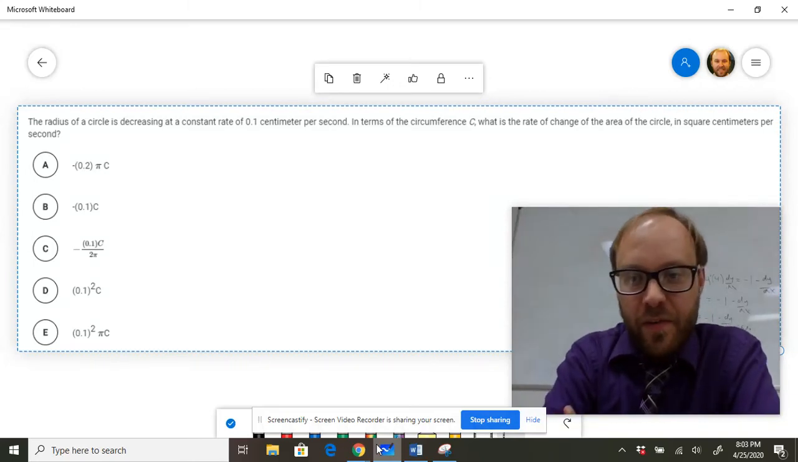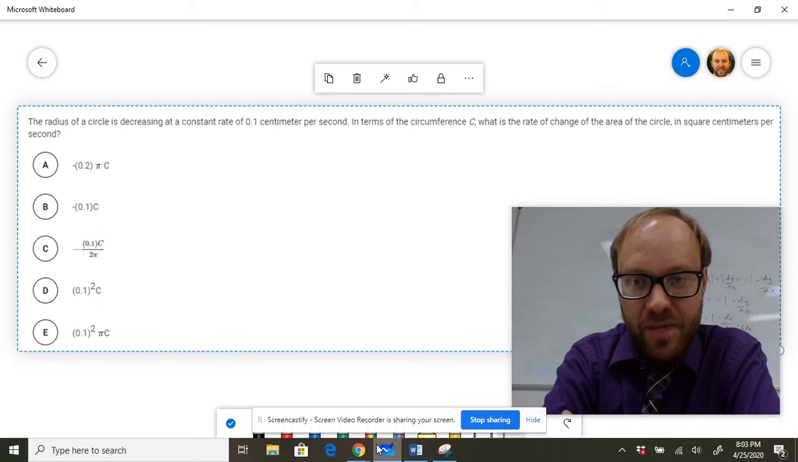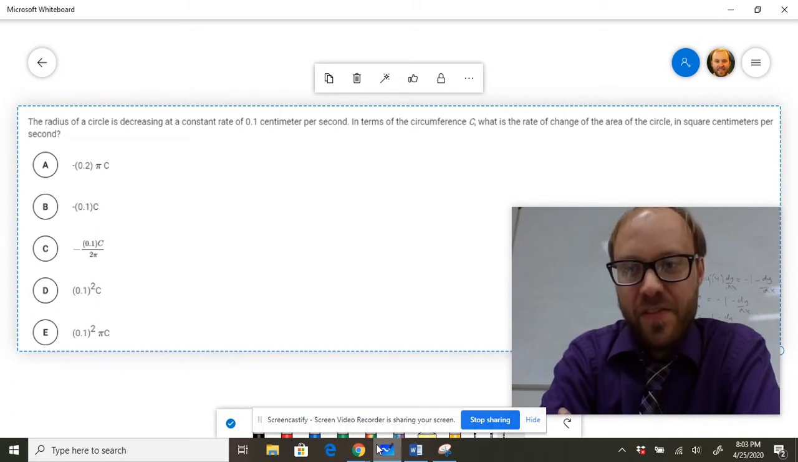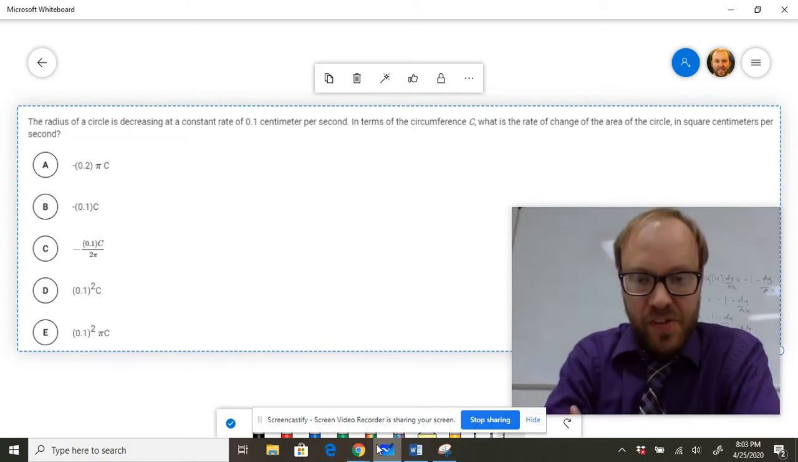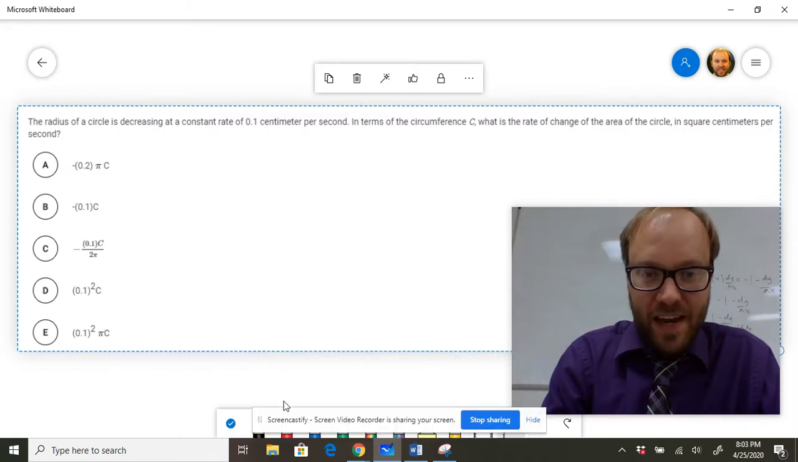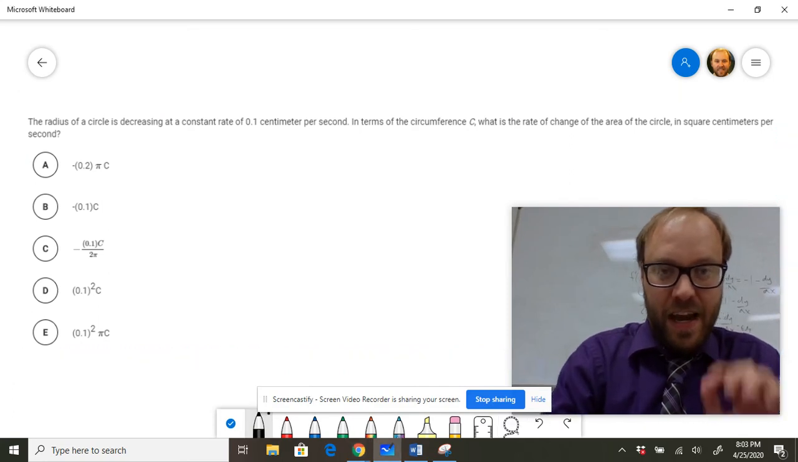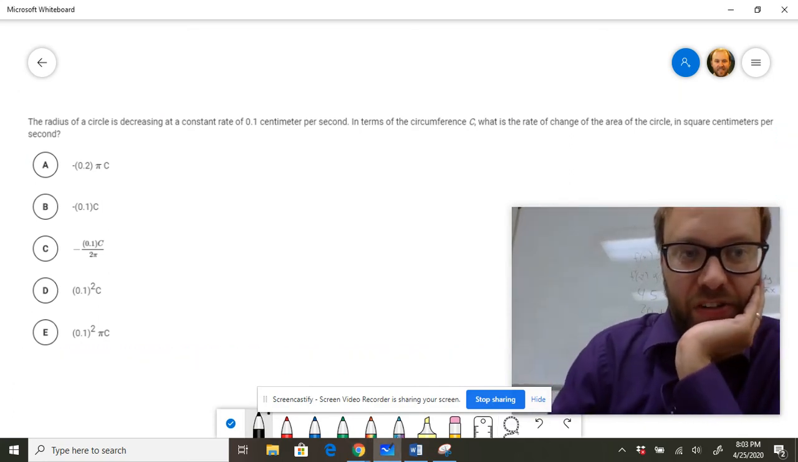We're going to try another related rates problem here. We've got the radius of a circle decreasing at a constant rate of 0.1 centimeters per second. In terms of the circumference C, I want the rate of change of the area of the circle in square centimeters per second. Remember, when you're doing these problems, anytime you have something mentioned that is a rate, it is a derivative. And I really encourage you to list your rates.